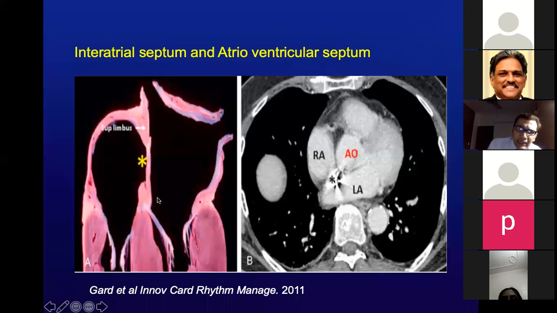Again, inferiorly, it is the coronary sinus that comes through, and you cannot really cross from the right atria to the left atria at this location. I would also like to draw your attention to the pulmonary veins. These are the superior pulmonary veins, and look how they come in from the roof of the left atria.